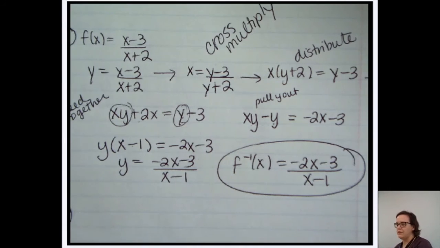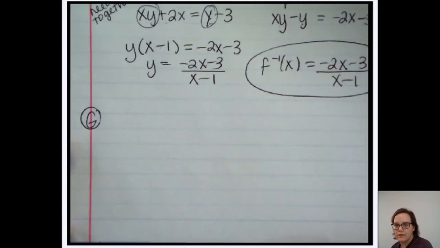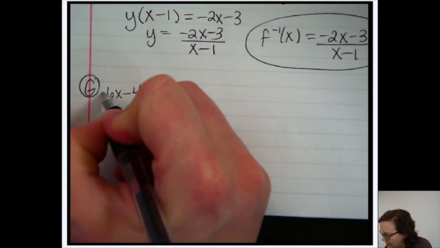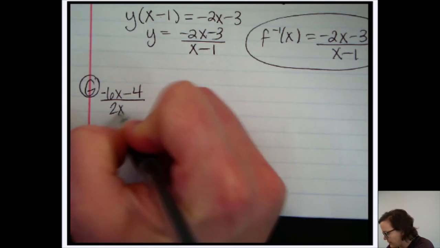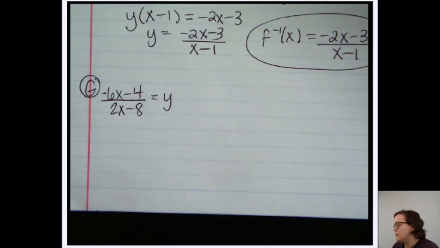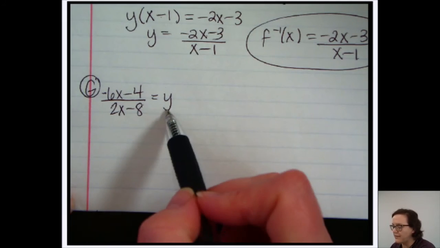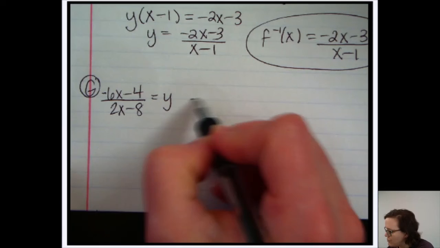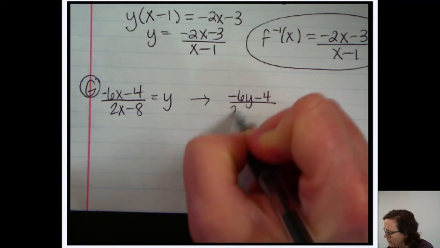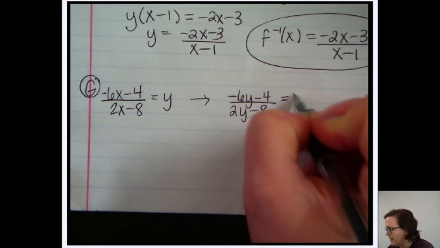Let's see what that looks like. Let's take negative 6x minus 4 over 2x minus 8. And I already have the y in there. We're just going to call it good for now. So I rewrote it wrong and I put y instead of f of x, but that takes step 1. So now let's go to step 2, which is just switch. So I have negative 6y minus 4 over 2y minus 8 is equal to x.